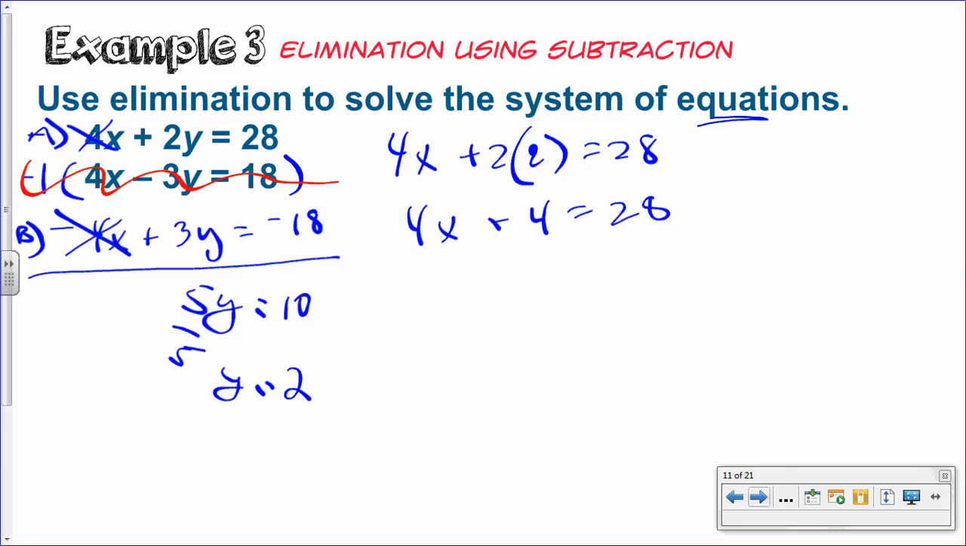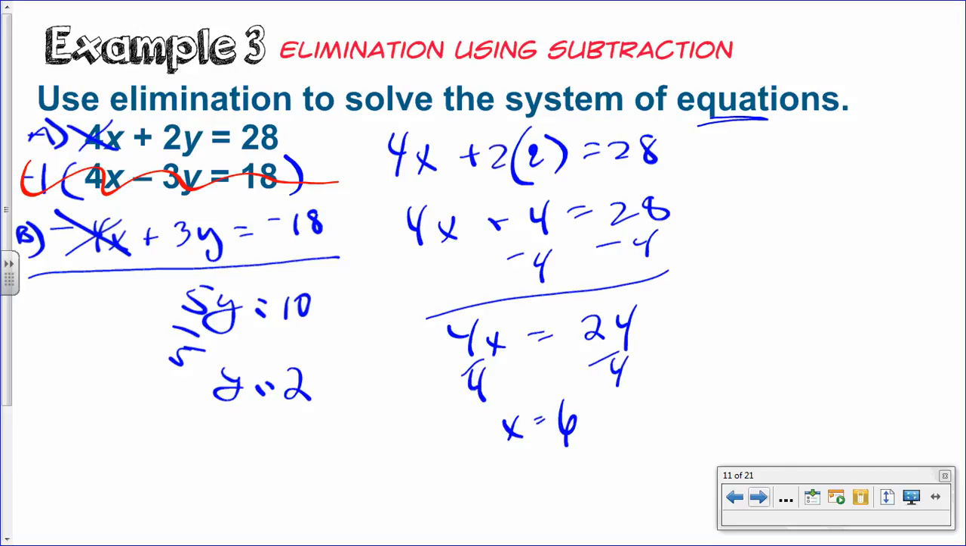Am I good now? Okay. Subtract 4. 4x equals 24 divided by 4, x equals 6. Okay, now, how do I put my answer? How do I show it? Do I need to show it in ordered pair format? Yes. On this one, yes.